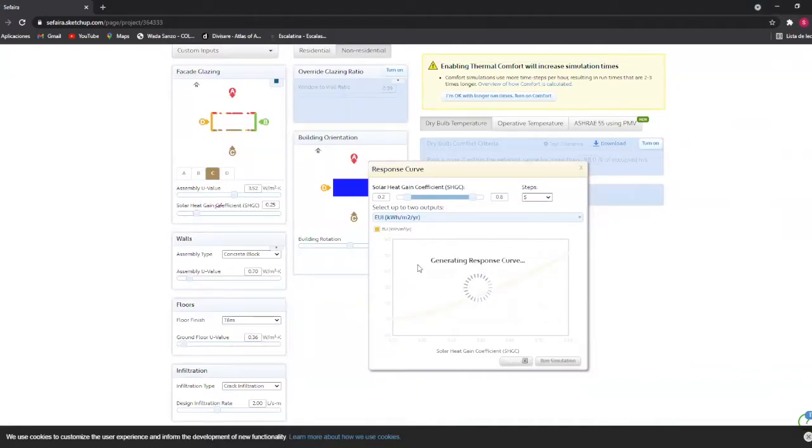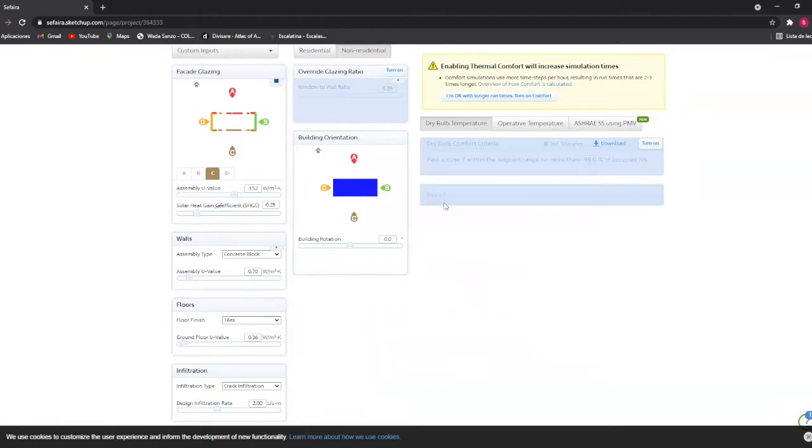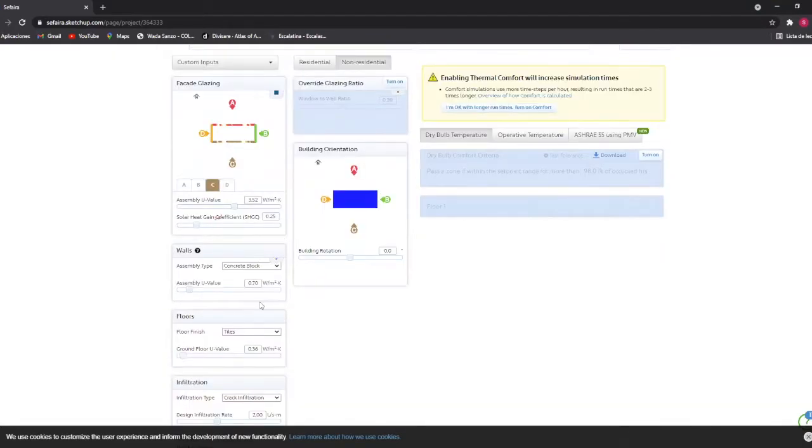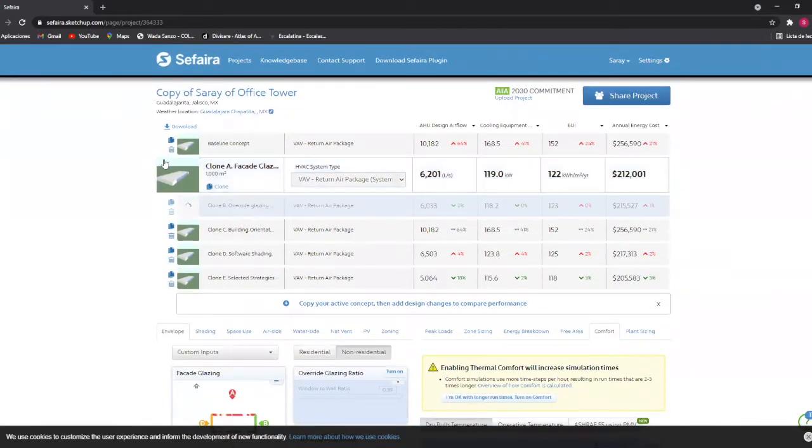and we're going to wait. And when it is done, we can see here, let it finish. Yeah. And then at 0.2 we have the lower part of the graphic. So that's why we decided to put 0.25 in our solar heat gain coefficient. This is the same. Then we go to the clone B.